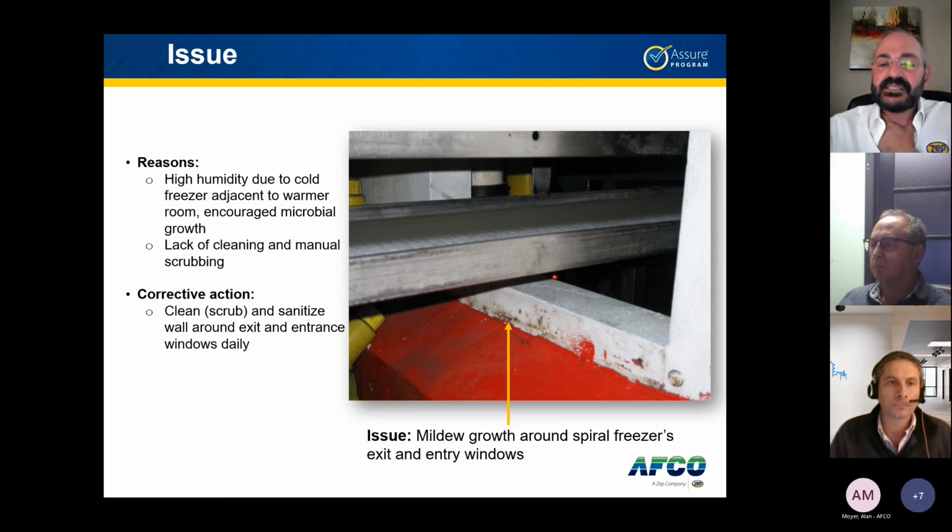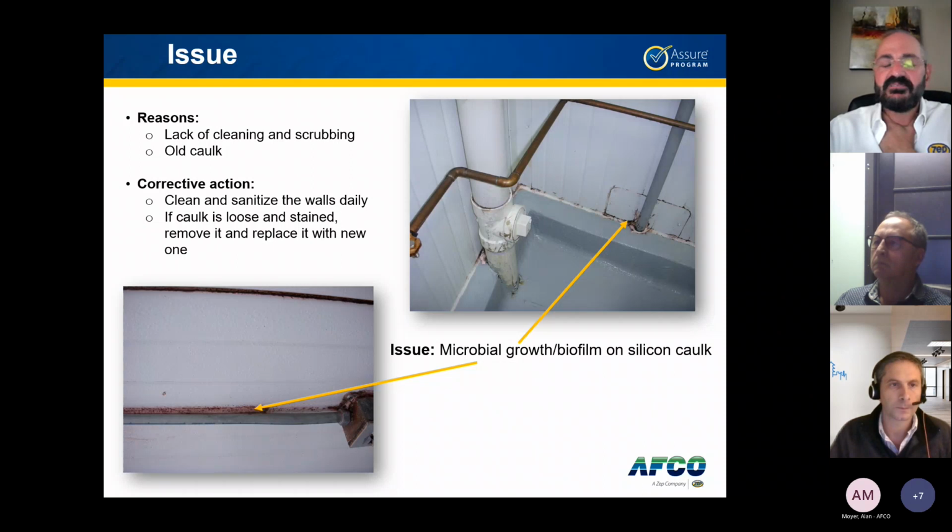And because that water is sitting there all day and nobody is cleaning that window frame daily with cleaner and sanitizer, you see this darkness in there. This is mildew or biofilm. And if you have it above the belt, it will also drip, because of the water condensation on the frame, onto the food that is on the belt and contaminate it. So you have to clean those exits and entrances of the spiral freezers.